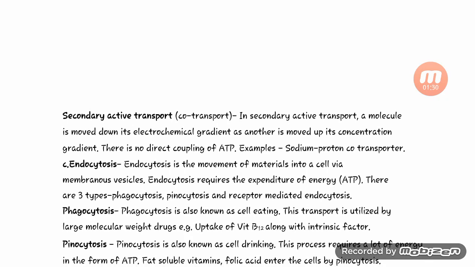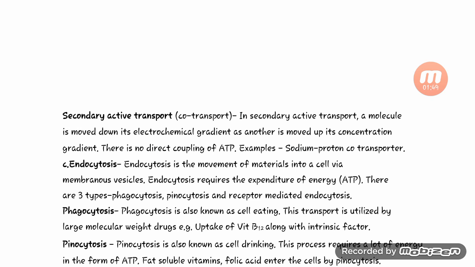Next is secondary active transport, which we call co-transport. In secondary active transport, a molecule moves along a gradient, and there is no longer direct coupling of ATP. For example, sodium proton co-transporter.